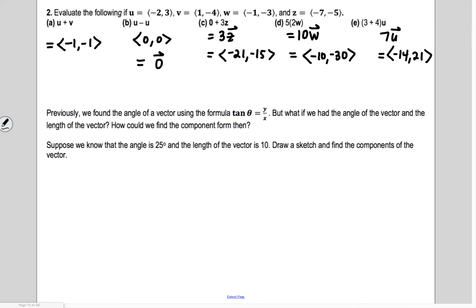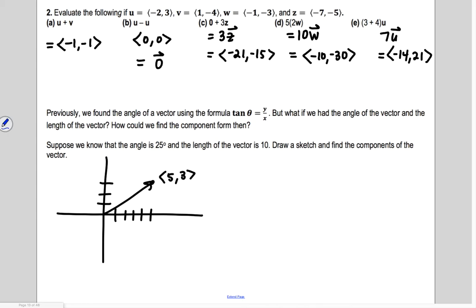All right, so it says previously we found the angle of a vector by using the formula tangent of theta equals y over x. So if you guys remember last time, if I had a vector and it was 5 comma 3, if I wanted to find the standard angle, just like our unit circle, what we do is we draw a little triangle in. And we're like, oh, this is 5, this is 3, I want to find theta, right? And so we do that by saying tangent of theta is equal to opposite over adjacent. And we solve for theta.